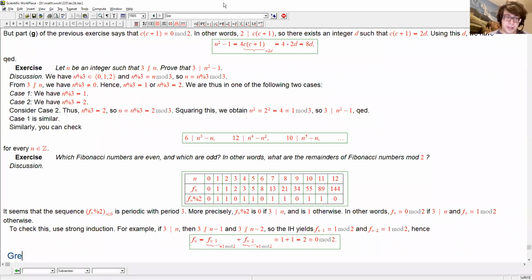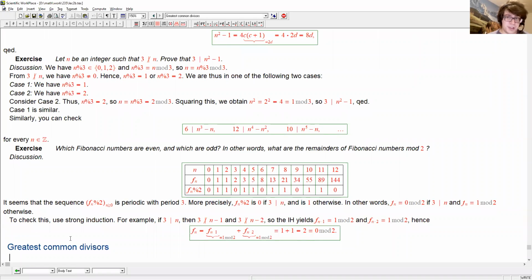Next, we'll get to greatest common divisors and common divisors in general. So what's a common divisor? It's exactly what the name says. Let b1 up to bk be k integers. A common divisor of b1 and so on up to bk is an integer that divides each of them.